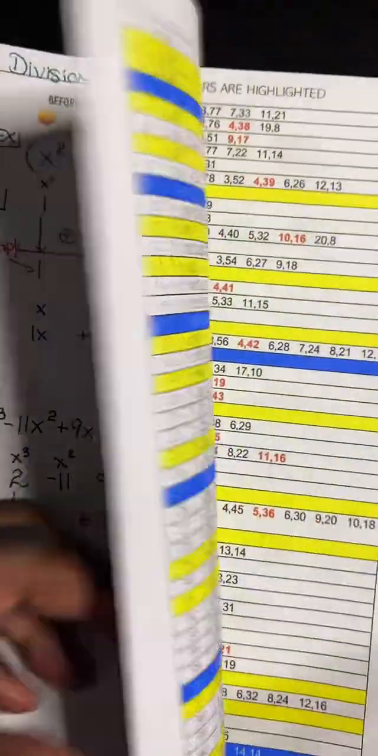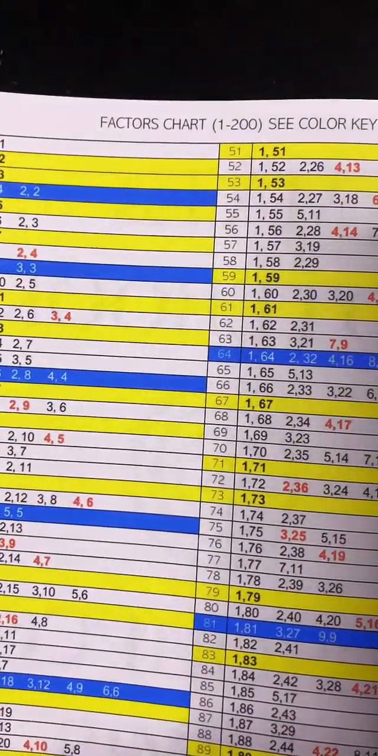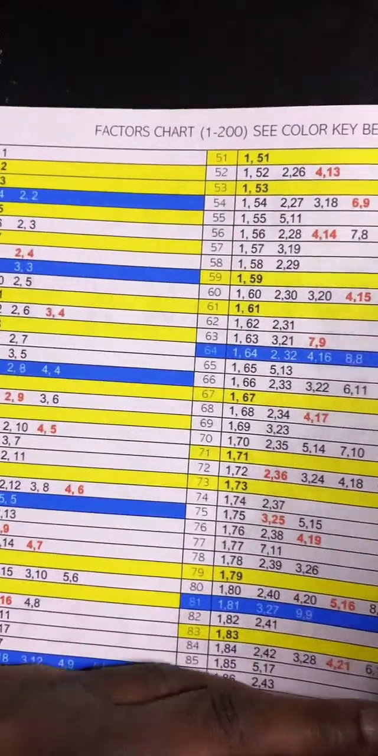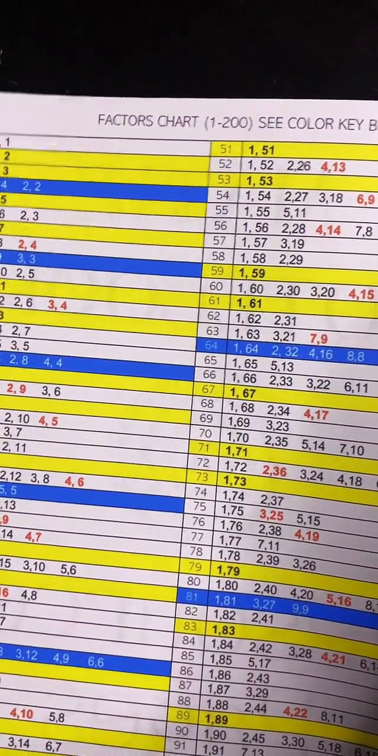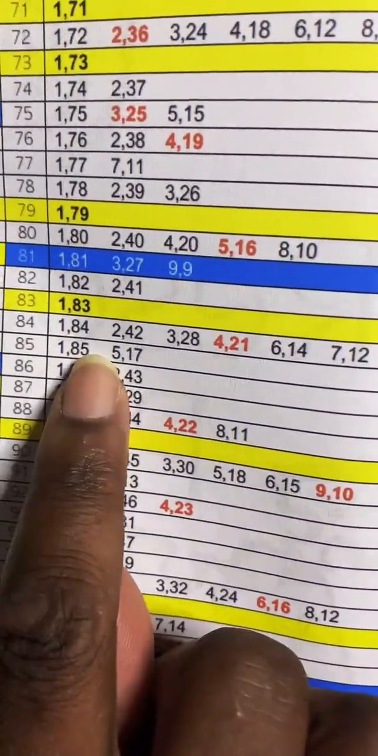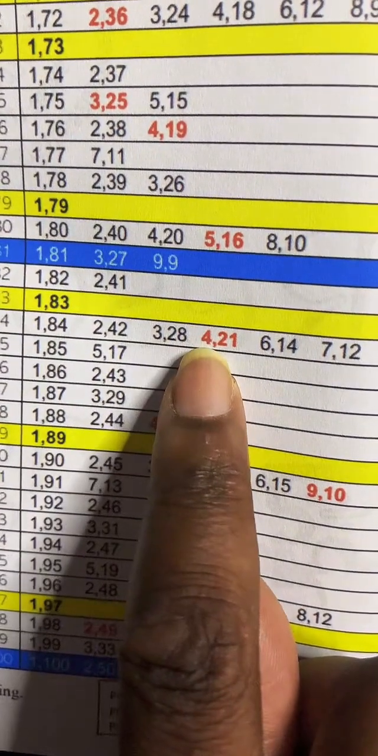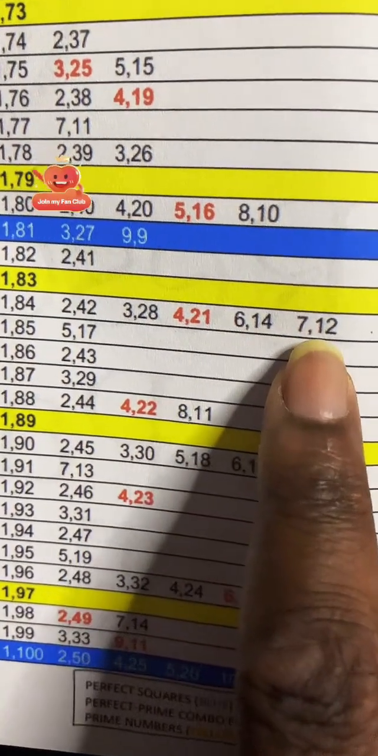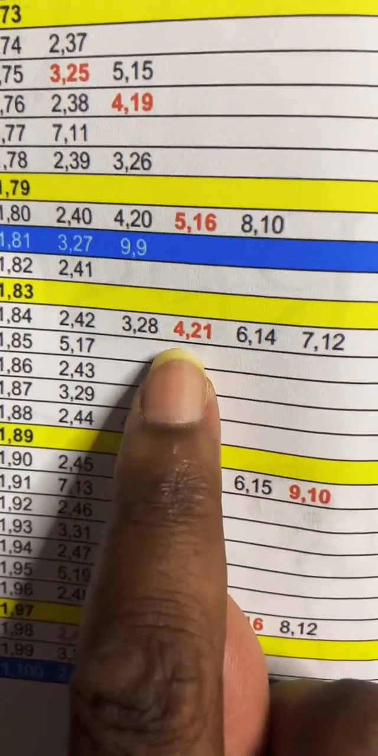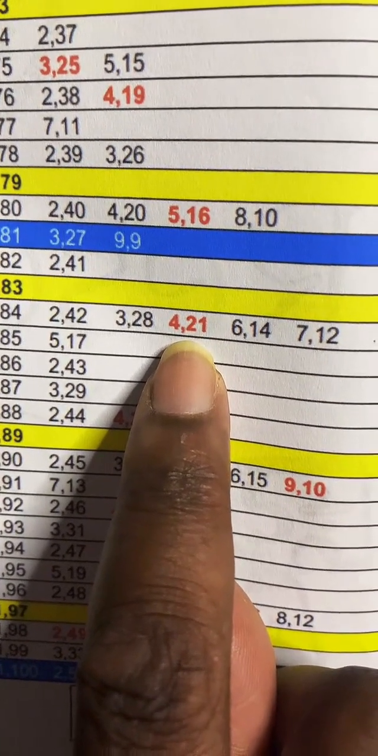But in addition to that, I have what's called resources. If you're not strong with your multiplication facts and you need some help with factoring, let's say you're looking for the square root of 84. Well, let's go to 84. Here are the factors: 1 and 84, 2 and 42, 3 and 28, 4 and 21, 6 and 14, and 7 and 12. Notice in red, that's going to be your perfect prime combination.